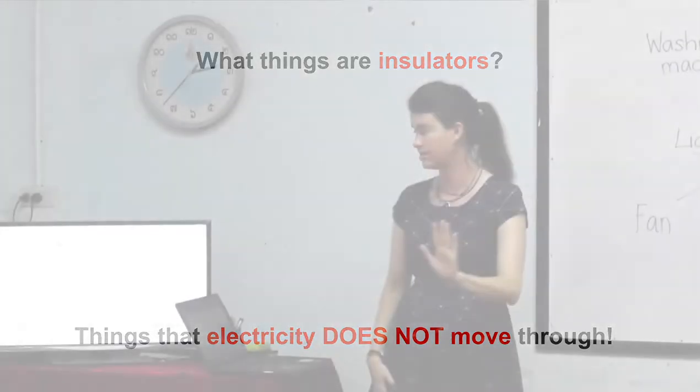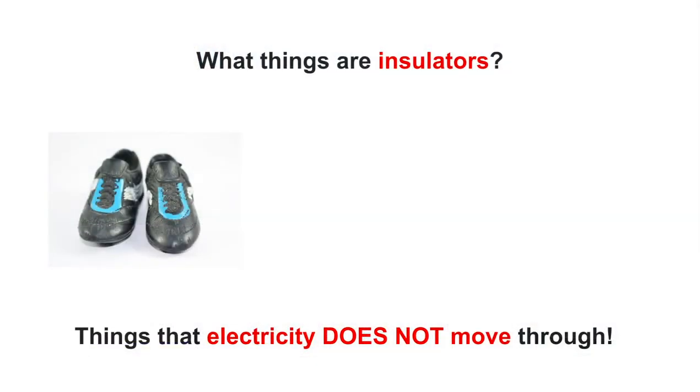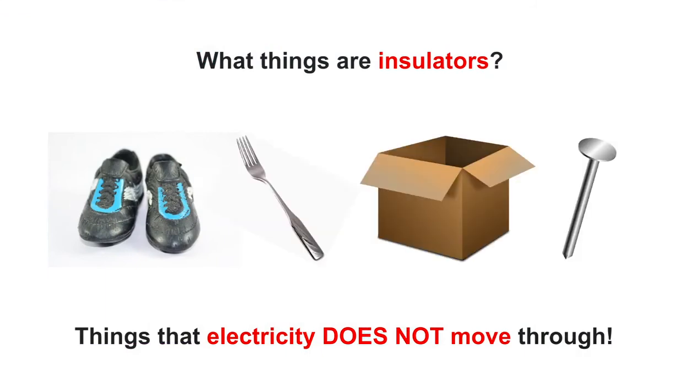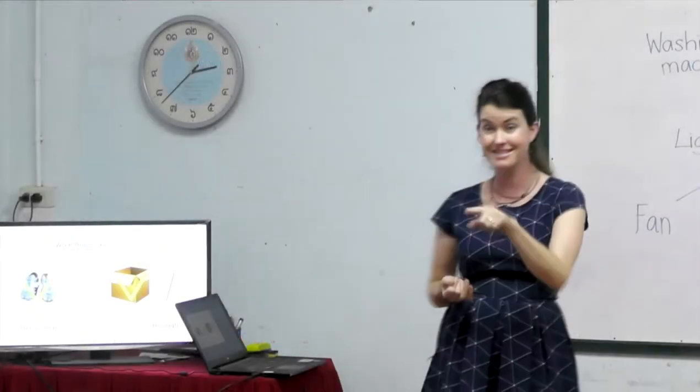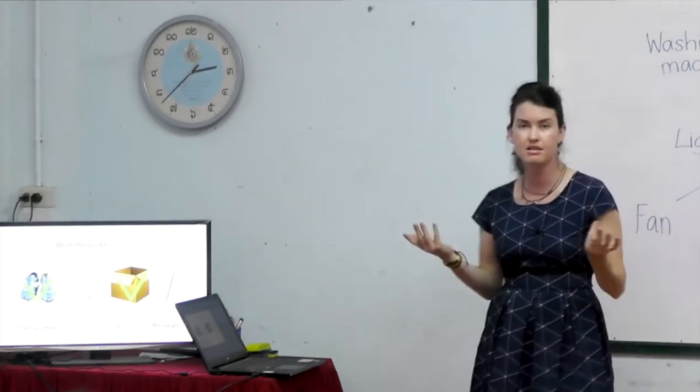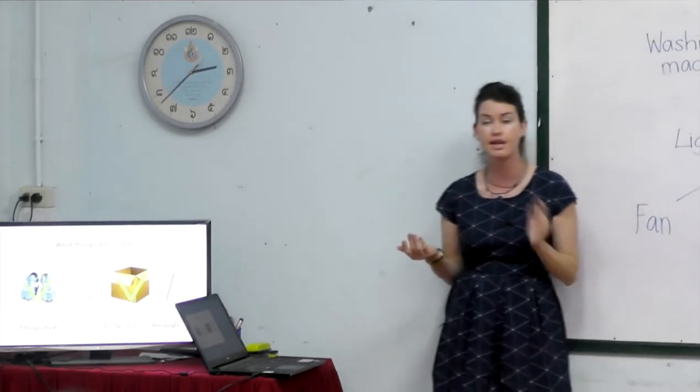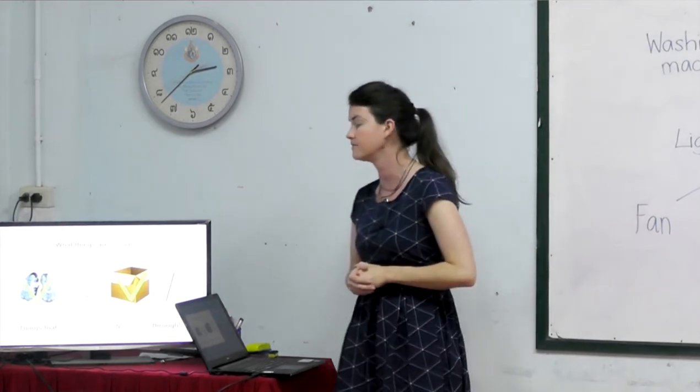They stop that electricity. So if we have these things, shoes, a fork, a box, and a nail, what do you think is going to stop that electricity? Yeah. Why the box and the shoes? Yeah, because there's no metal. Those shoes could be rubber and plastic. They're insulators. And our box is made out of paper, so it's an insulator. It's going to stop that electricity from moving.